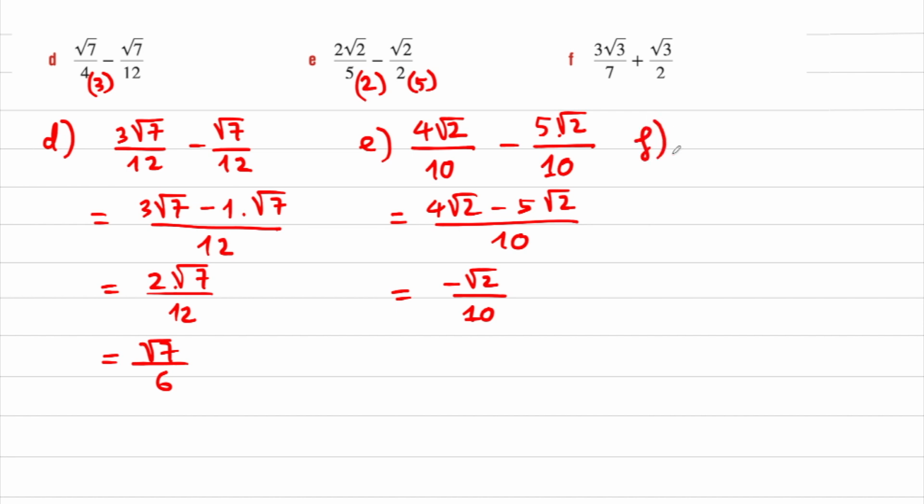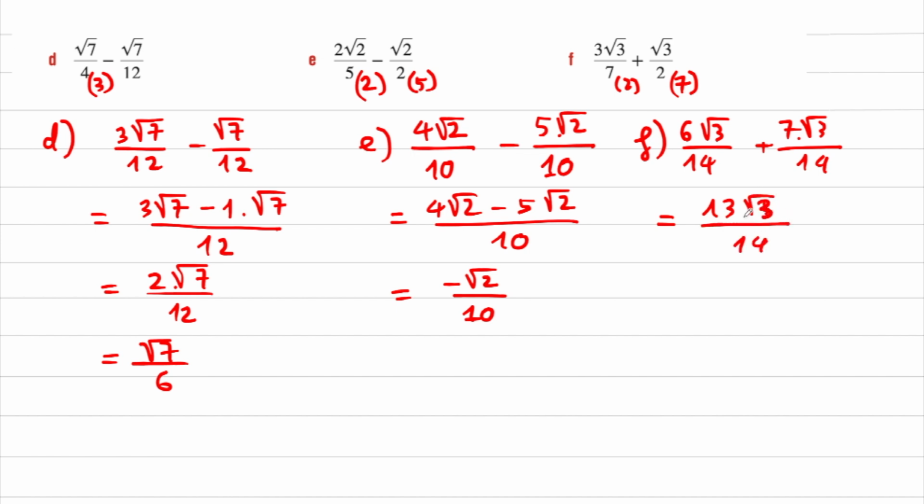And the same idea with question F. You multiply the first one by 2 and the second one by 7. 6 square root 3 over 14 plus 7 times square root 3 over 14, and then 30 square root 3 over 40. Yeah, we finished question F.